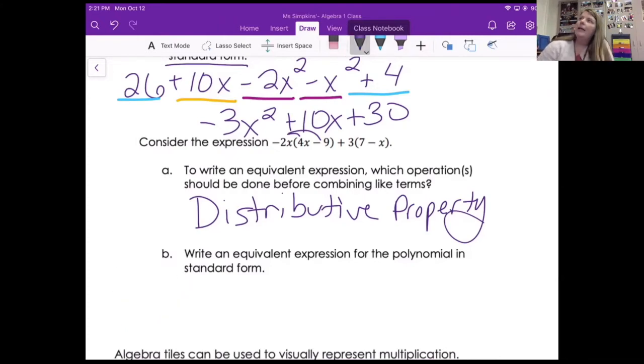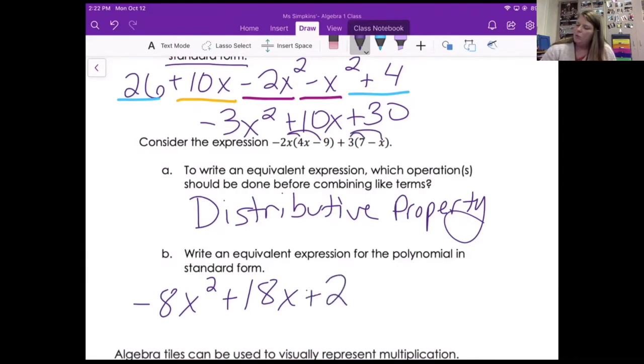So if I have negative 2x times 4x, that would be negative 8x squared. Negative 2x times minus 9 would change to plus 18x. And then for my second set of parentheses, I'm distributing a 3. 3 times 7 would be 21. And 3 times minus x would be minus 3x.